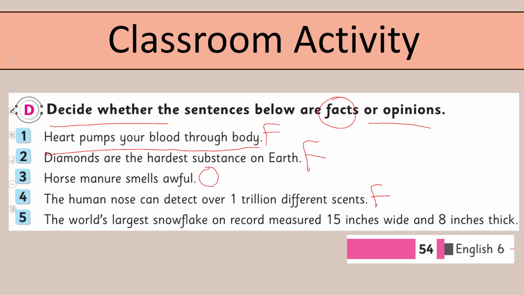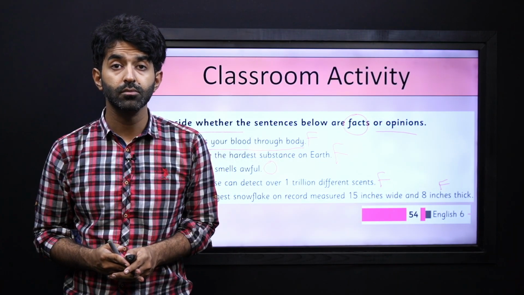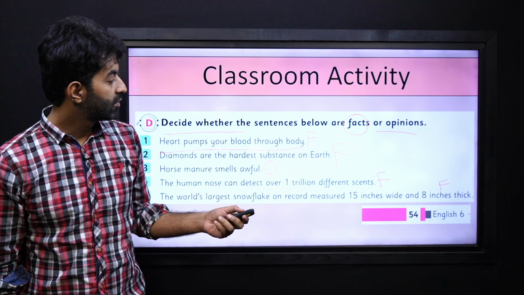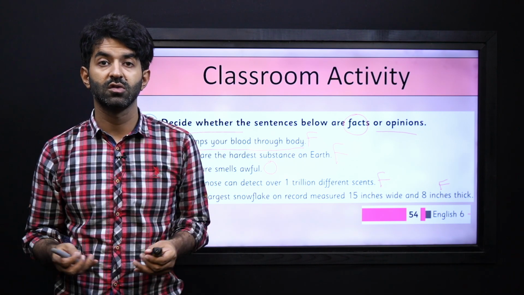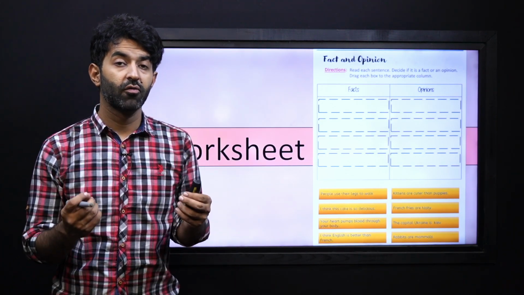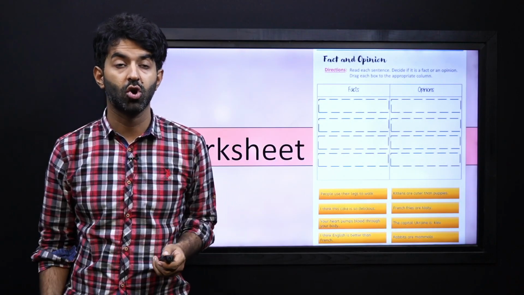The world's largest snowflake on record measured 15 inches wide and 8 inches thick. This is also a fact. You can check it, you can verify it, cross check it, and you can prove it to be truthful scientifically, and you can always see that. So these are the different facts and opinions that we just identified. Now let's do your worksheet, a very interesting worksheet where you have to read these given sentences below and put them in the right table, in the right column.